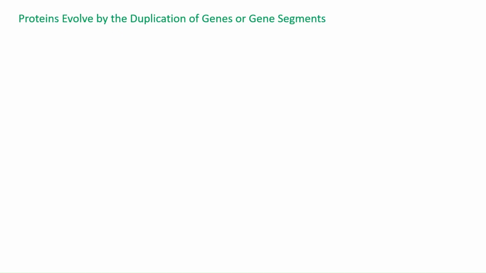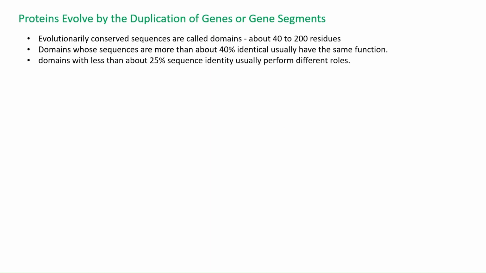Next, proteins evolved by the duplication of genes or gene segments. Now, evolutionary conserved sequences are known as domains, which are about 40 to 200 residues long. The domains whose sequences are more than 40% identical will have the same or similar function. The domains with less than 25% sequence identity will perform different functions.